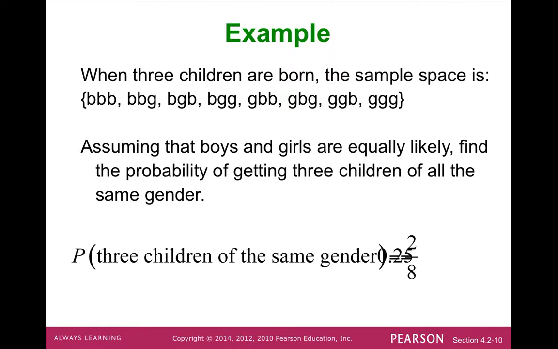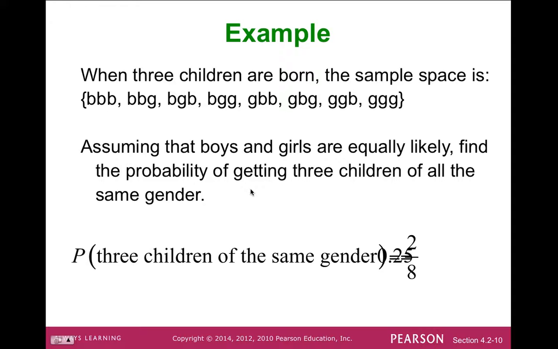So another example that I want to talk through real quick is, we've already seen this in terms of the table that we saw at the beginning of the PowerPoint, but when 3 children are born, this is the sample space. There are 8 different combinations of how that could play out between having boys and girls. So in this example, we're going to assume that boys and girls are equally likely, and we want to find the probability of getting 3 children of all the same gender.